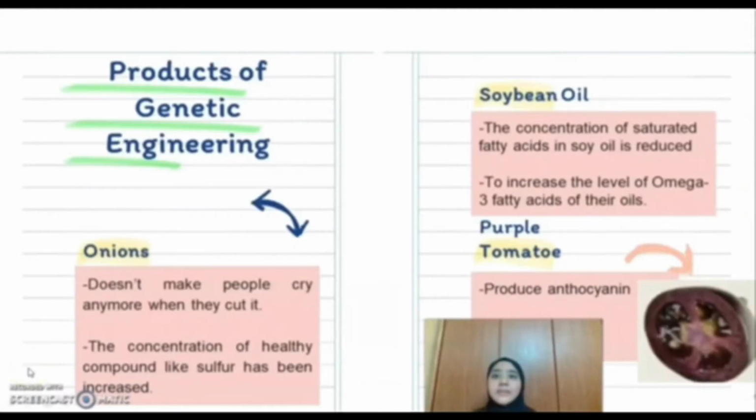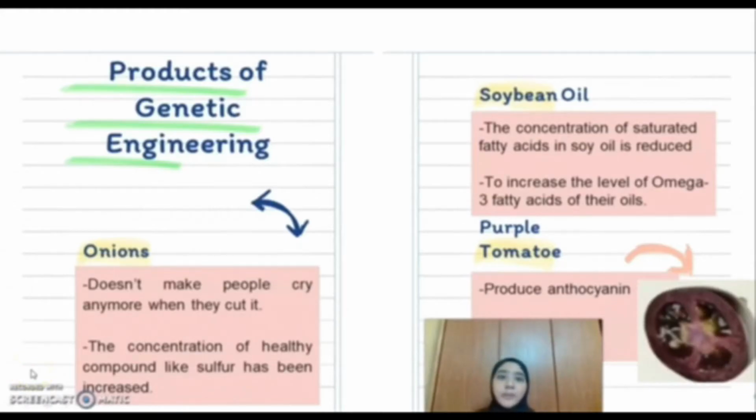So now let's see the products of the genetic engineering. So the first one we have here is the onions. So even there is a small modifications made in the gene of the onions, tapi ia telah membawa kepada significant effects. Alright, so the first one is it doesn't make people cry anymore when they cut it. So selalunya kalau kita potong bawang, automatic air mata akan keluar kan. Tapi dengan bawang yang telah dimodify genetically, air mata takkan keluar. Okay, so the second one is the concentration of healthy compound like sulfur also has been increased.